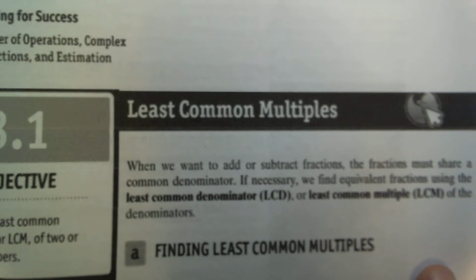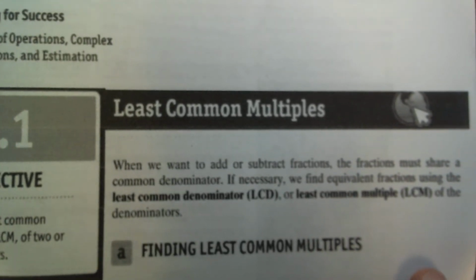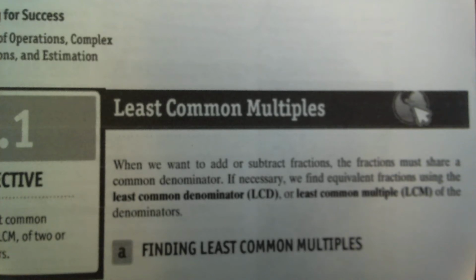So here we're looking at the definition of a least common multiple. And the reason why that's critical is because when we want to add or subtract fractions, the fractions must have the same common denominator. And if necessary, we find equivalent fractions using the least common denominator, the LCD, or least common multiple, also known as LCM, of the denominators. So that's the reason why the least common multiples are so important.